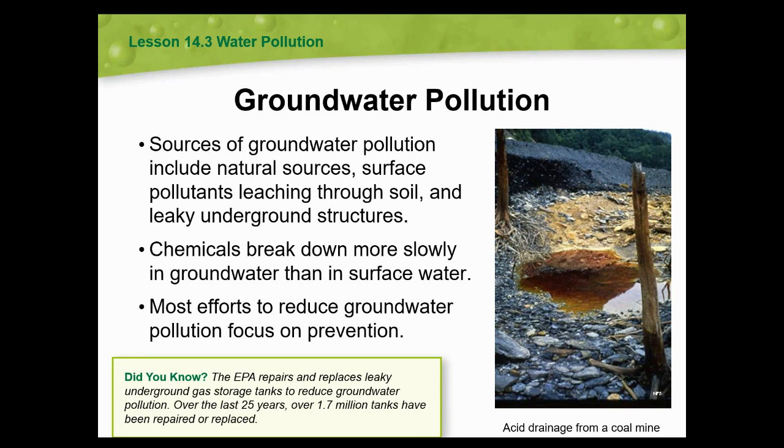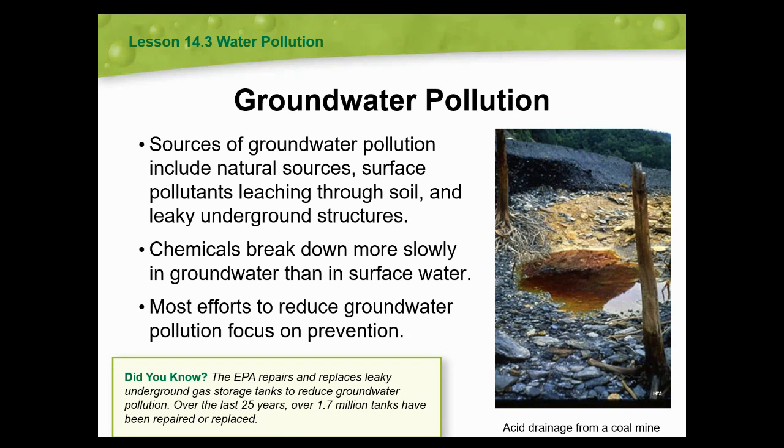So a lot of times when we're talking about groundwater, we're talking about these chemical pollutants, things that are resulting from the surface pollutants leaching through the soil as it rains and as the rainwater brings those pollutants through the soil and into the aquifer. It could also come from a leaky underground source.